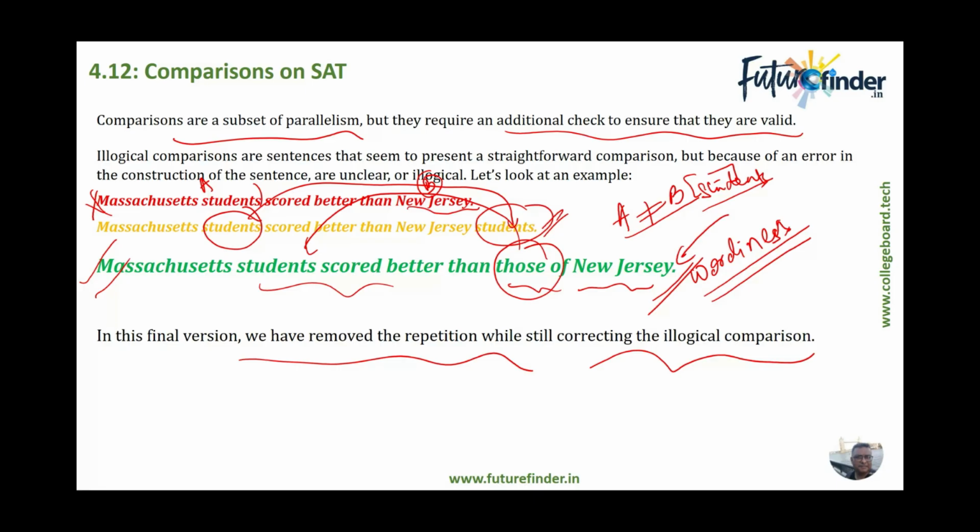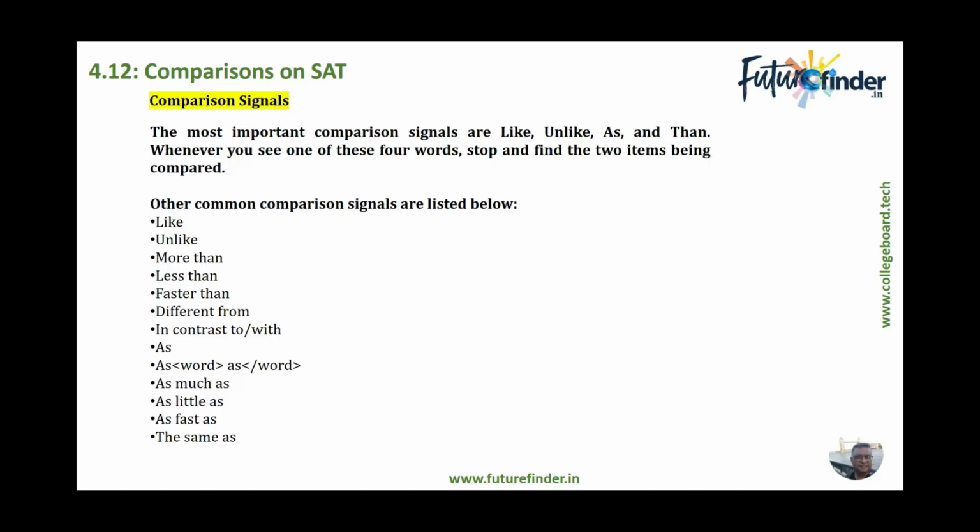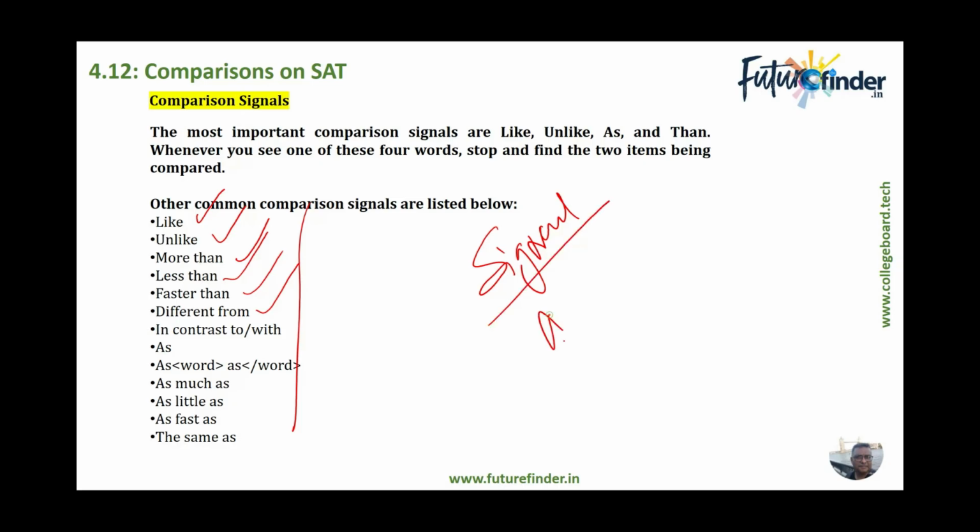Fortunately, on the SAT we don't have to write it; they would have to give us the options. But in comparison to the noun, it is always better to use the demonstrative pronoun. These are some common comparison signals. If we find words like unlike, more than, less than, faster than, different from in a sentence, this is a very clear signal that there is a comparison involved between part A and part N. So we have to be careful to see whether these are logical or illogical.